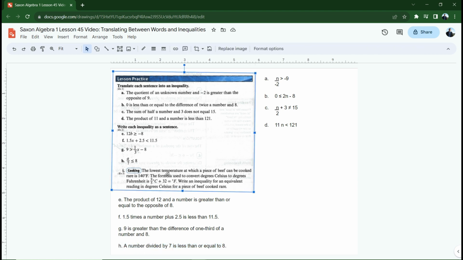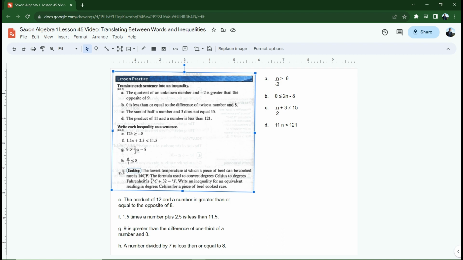All right, now, letter I is where the rubber meets the road, because a lot of times in these word problems, they do not use the words less than or equal to, greater than or equal to. You just have to figure it out. Let's take a look. The lowest temperature at which a piece of beef can be cooked rare is 140 degrees. Wait a second, the lowest temperature? So that means that any temperature that is greater than this would be a temperature at which a piece of beef can be cooked rare.